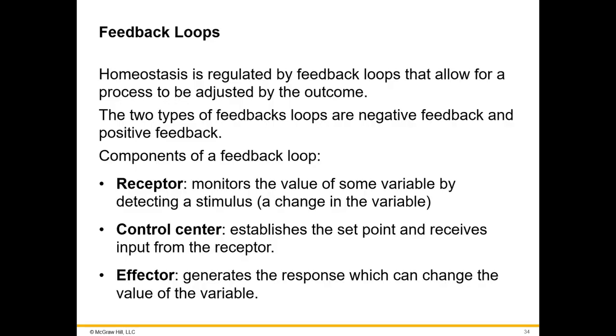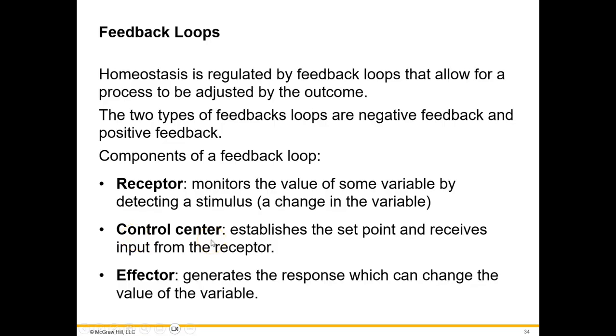Homeostasis is regulated or controlled by feedback loops, and you definitely need to know what negative feedback and positive feedback are. You need to understand the definition of each, and you need to understand examples. Any feedback loop will have receptors which monitor the variable. Like a receptor in your skin can tell you that your body temperature is rising too high.